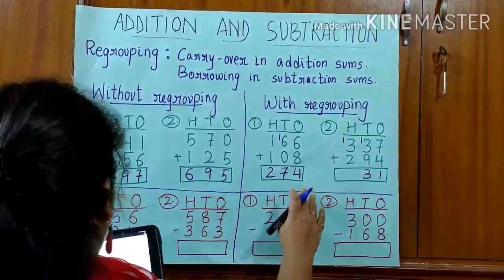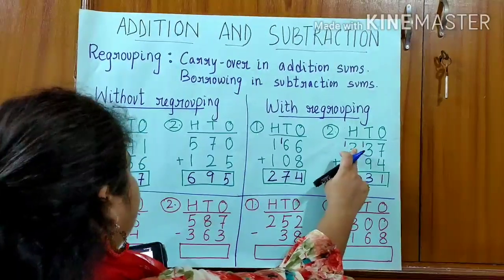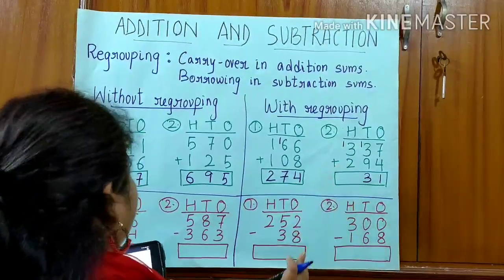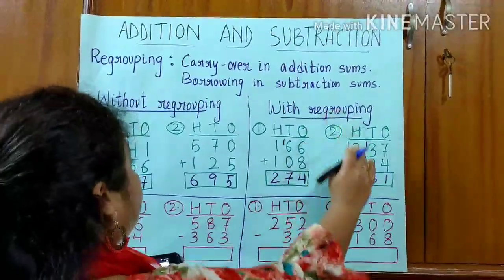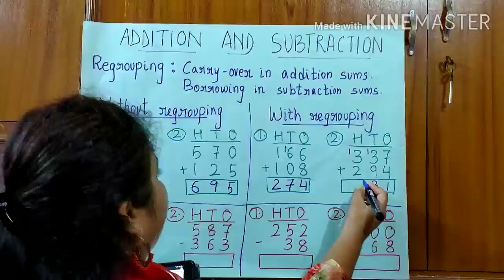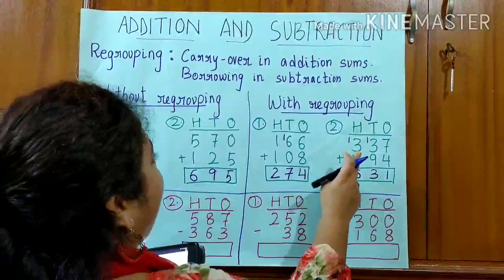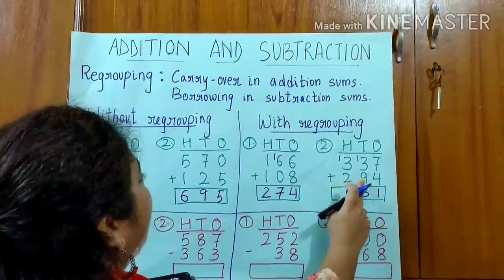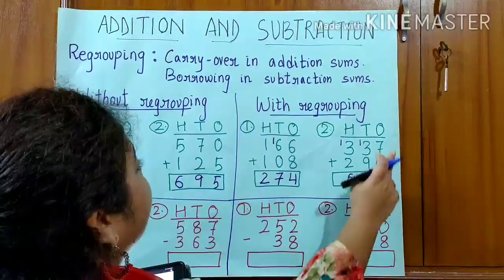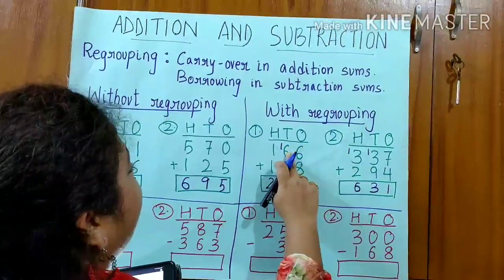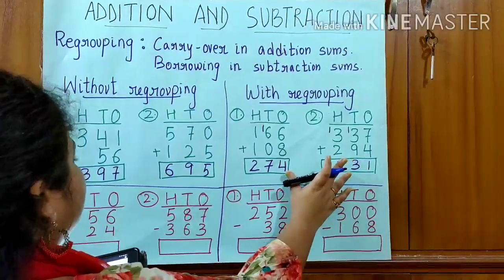So what do we have here in the hundreds place? We have 100 plus 300 plus 200. Then what do we get, children? After we add all these together, we get the number 6 hundreds, right? So when we add 337 plus 294, we get the number 631. This is called regrouping, when you carry over in addition sums. Right, children?